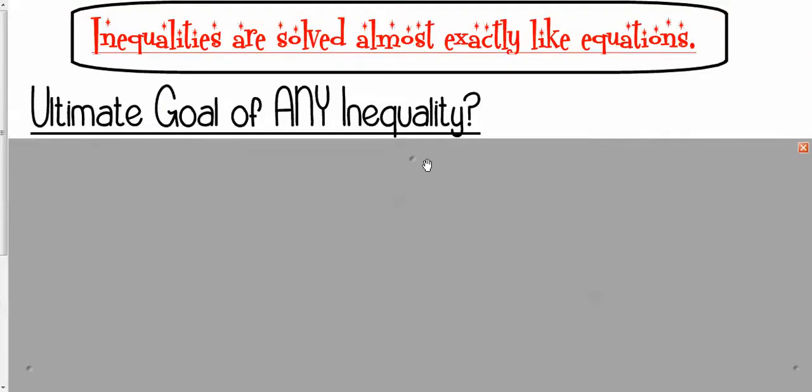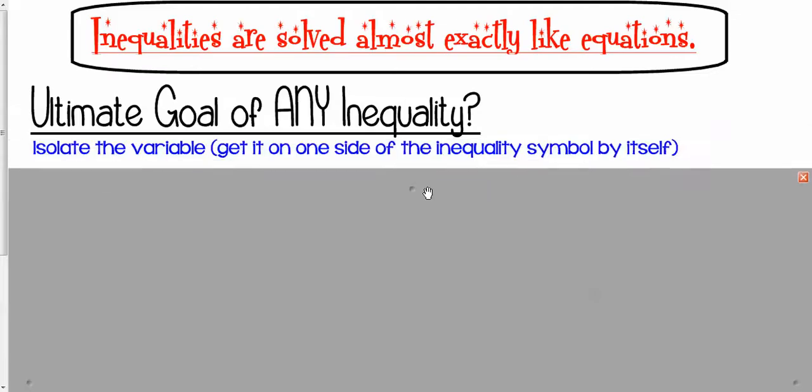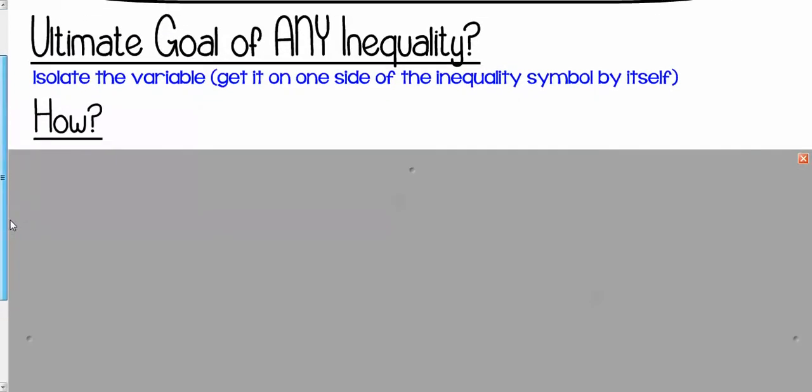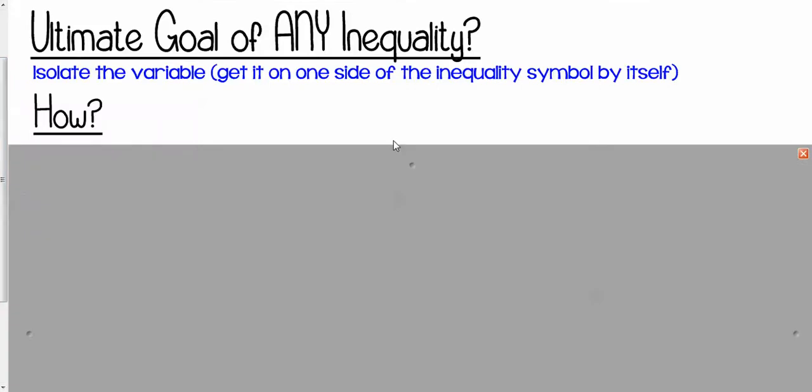So the ultimate goal of solving any inequality is to isolate the variable, get it on one side of the inequality symbol by itself. And yes, I want you to write this again, lazy bones, write it again because it's important. This needs to be absolutely etched in your memory forever and ever. How do we go about this? This is your how-to. This is multi-step inequality, so you need a system of what you're doing first.